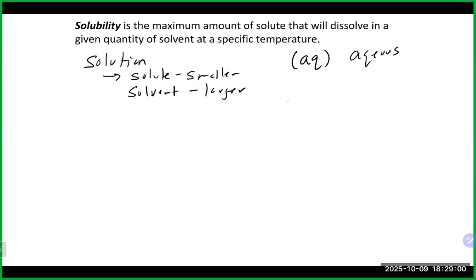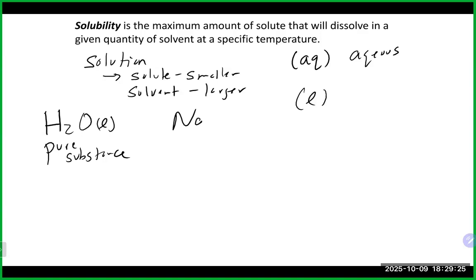Now, what is the difference between aqueous and liquid? They are both obviously in the liquid state, but there is a difference. To simply explain that difference, if you have water by itself, that is a pure substance, that is a liquid. There's nothing else mixed with it. If you take something like sodium chloride, that is a solid, that is also a pure substance.